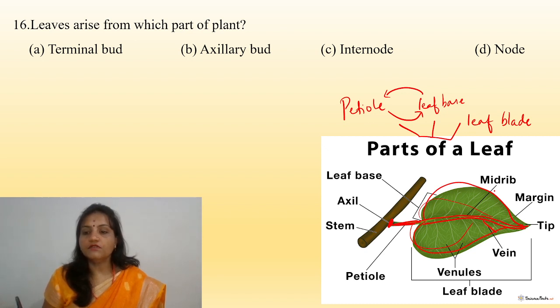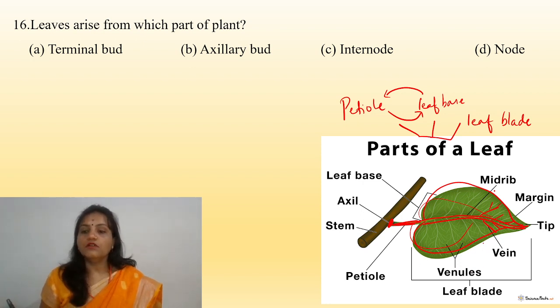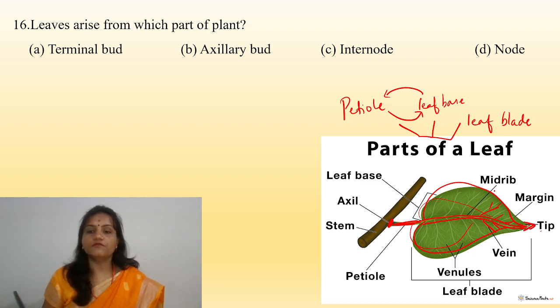Then the midrib gives rise to veins, and then further it gives rise to veinlets. Veins and veinlets, or venules, are further divided into venules. So all these together form the leaf blade. Then this is the tip of the leaf. This is the leaf tip and this is the leaf base.